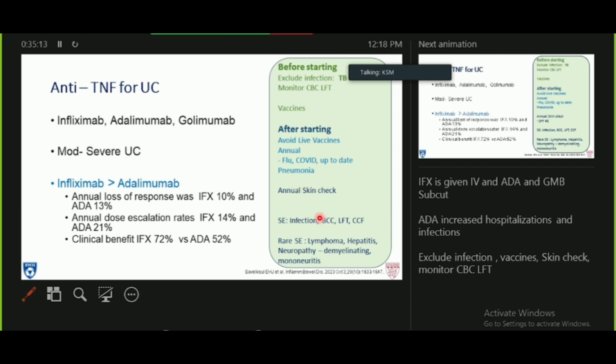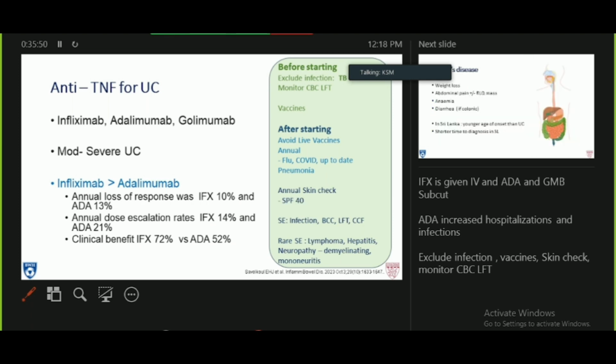They are at a higher risk of melanomas, so we make sure they have an annual skin check and use a good sun protection factor, even if they have brown skin such as ourselves. Rarely, lymphomas, hepatitis, and neuropathy or demyelinating disease can occur. Also, the other thing to think about is older patients, because you are seeing older patients here. Congestive cardiac failure is a rare complication. So if you have an older patient who has potential risk factors for congestive cardiac failure, you should be doing an echo before starting them on this medication.